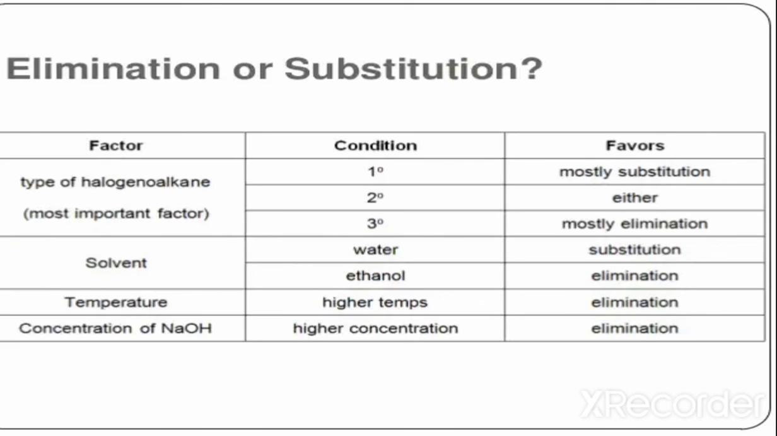Temperature is also a factor, and at high temperature elimination reaction occurs. When the concentration of base is high, the elimination reaction occurs. So these are the factors and conditions because of which we can find out whether the reaction is an elimination reaction or a substitution reaction.